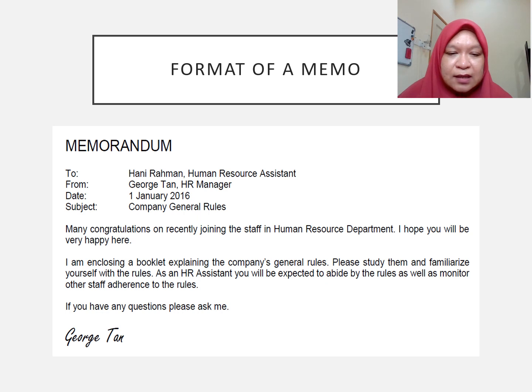So here we have the word memorandum, or you can write it as memo. To, for example, this is from one person, Hani Rahman, and also the position. From, the name of the sender, and also the position, the date of the memo, and also the subject. Opening, the information about the subject, and also the actions, and signed by the sender.